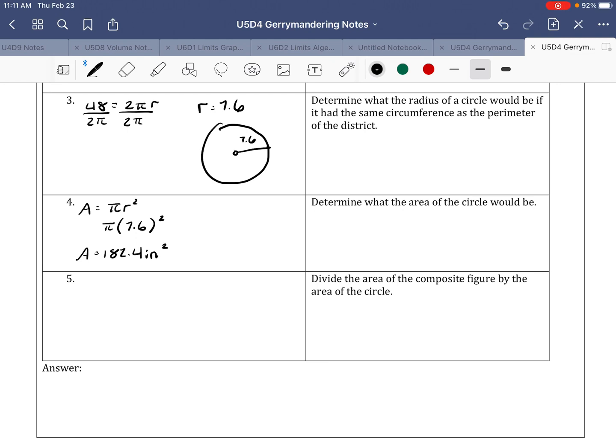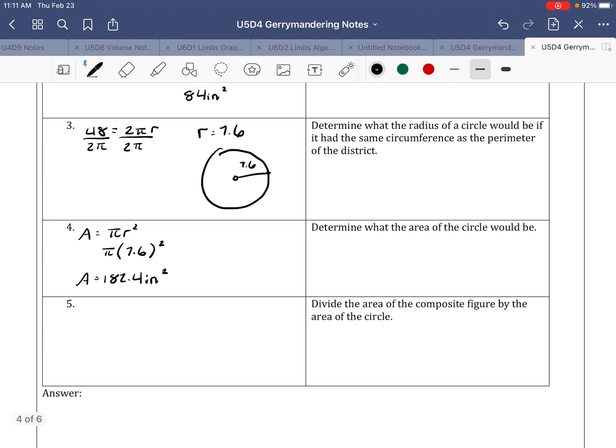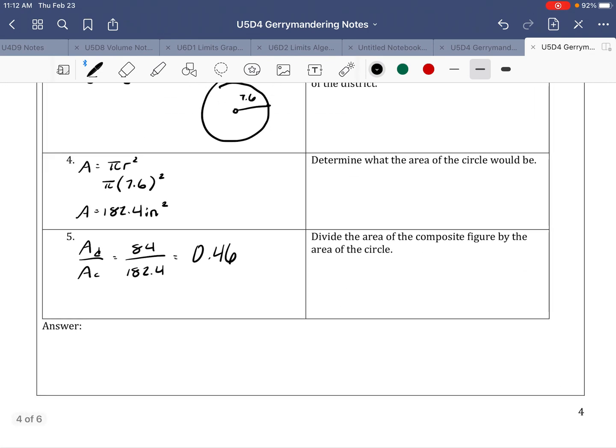Inches squared. So now that I have the area of my original district and the area of my circle, I can divide the area of the district over the area of the circle. 84 divided by 182.4. And I get 0.46. So again, my Polsby-Popper ratio is 0.46, which on the scale of 0 to 1 is about in the middle. So I would say that it is somewhat gerrymandered.